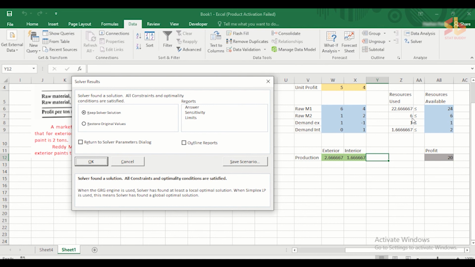And you can see these resources are fully used, but these two resources are not fully used. There is an excess of these resources at the end of the day. So this is the optimal and feasible solution. Since we have the solution, we are going to look at the post-optimality analysis, which means the sensitivity analysis. You can select the sensitivity report and press OK, since these are the solutions for our optimization problem or for this linear programming.